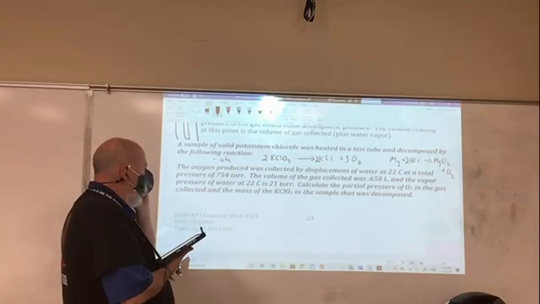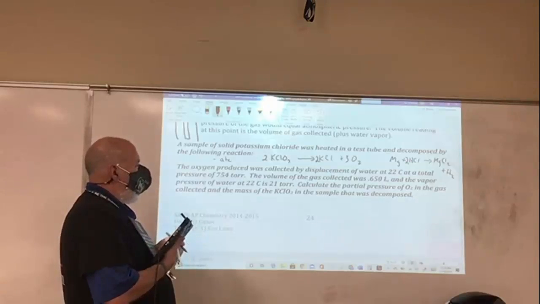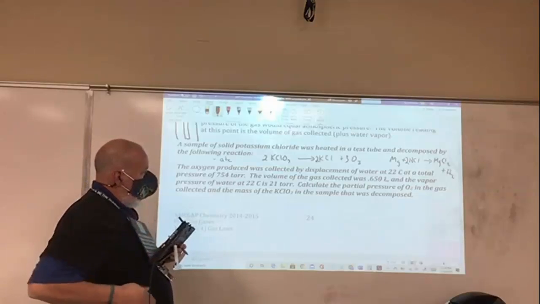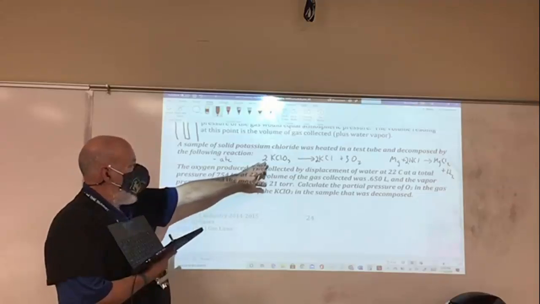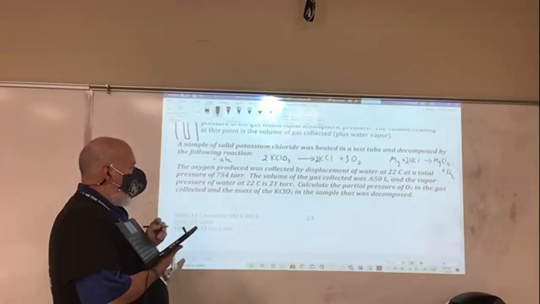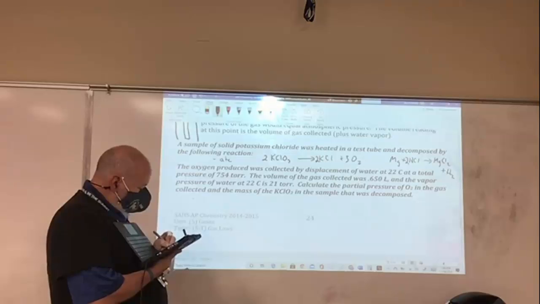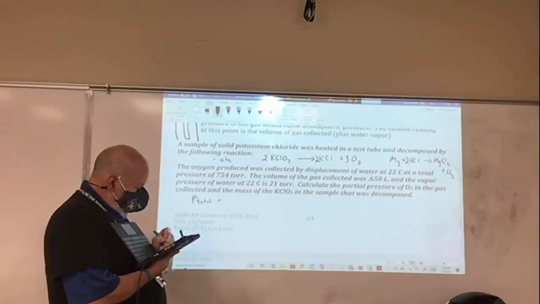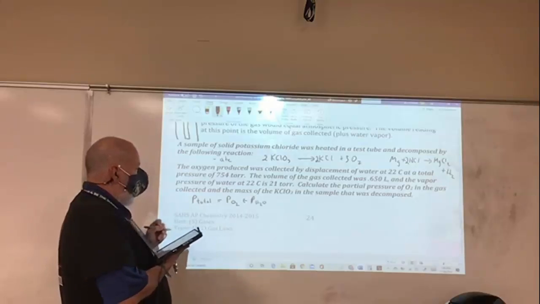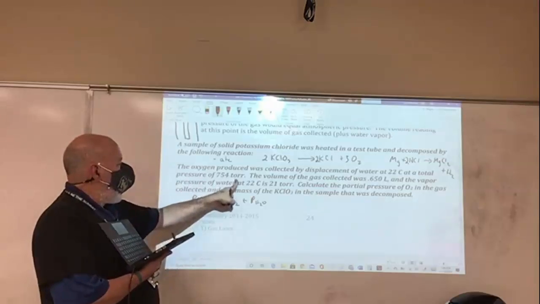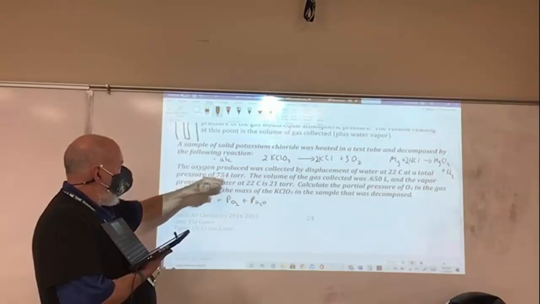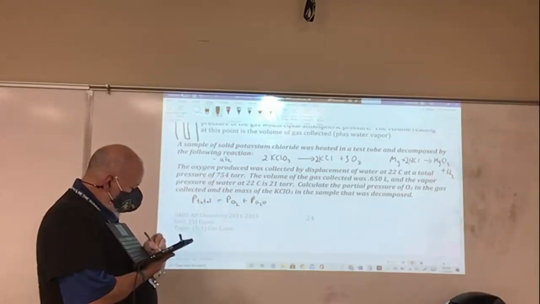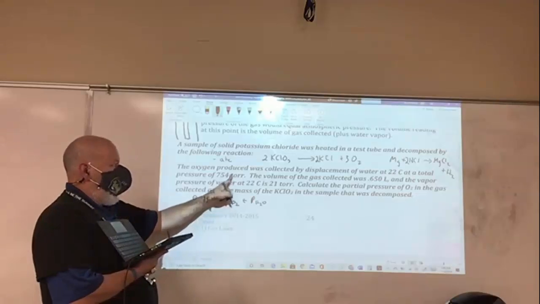Okay, so the way that we can think about this, we want to, first of all, calculate the partial pressure of oxygen in the gas collected, and we want to figure out what the mass of the KClO3 in the sample was that was decomposed. How much of this did I start with? Okay, so calculating the partial pressure of oxygen in the gas, I know that the total pressure equals the partial pressure of the oxygen plus the partial pressure of the water. I've been told that the total pressure, which we've equilibrated to the atmosphere, we were told that the atmospheric pressure is 754 torr, okay, or 754 millimeters, right?